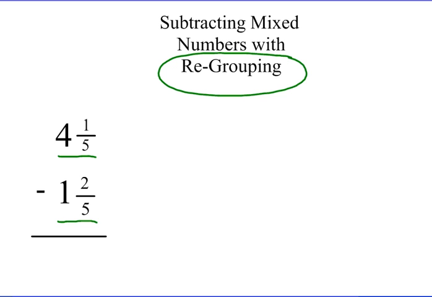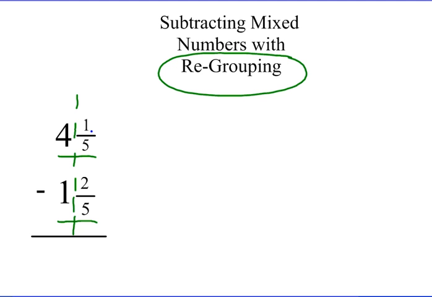We know that 4 and 1/5 is in fact larger than 1 and 2/5, so we should be able to do the subtraction and get a positive number. But if I separate the whole number from the fraction part, I see that 1/5 is in fact smaller than 2/5.